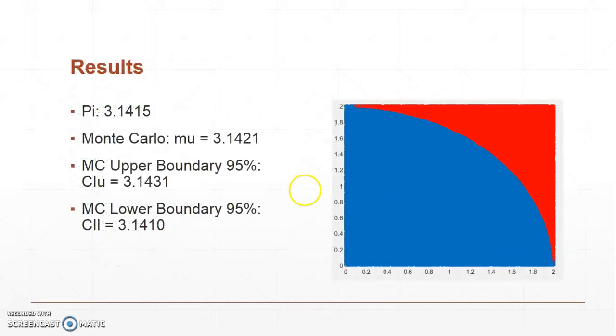So as you can see in our results, we have pi equaling 3.1415. Our mean is 3.1421. Our upper boundary is 3.1431, and our lower boundary is 3.1411, and then this is our figure for it.